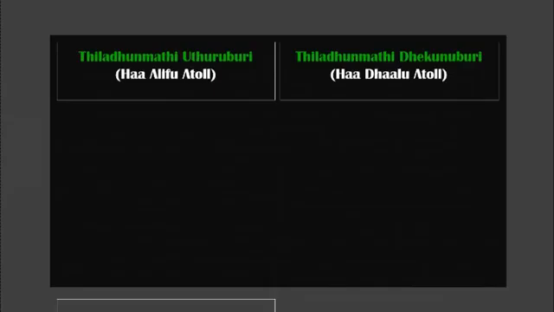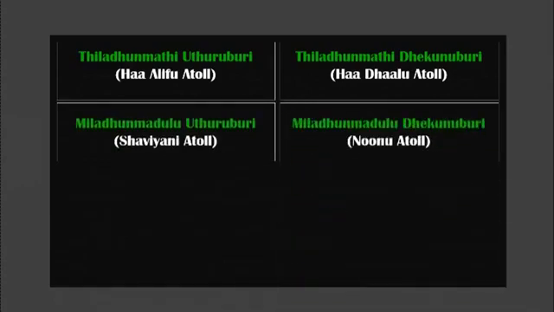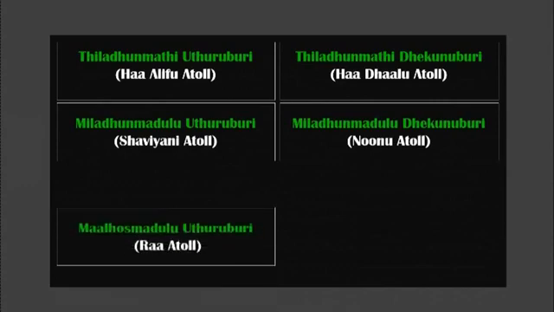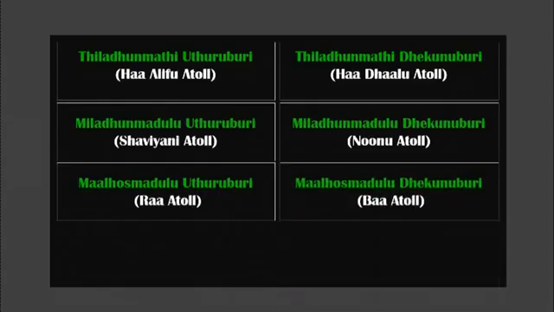And Miladunmadulu Uthuruburi is known as Shaviyani Atoll. And Miladunmadulu Dhekunuburi is known as Noonu Atoll. And the official name of Ra Atoll is Maalhosmadulu Uthuruburi. And the official name of Baa Atoll is Maalhosmadulu Dhekunuburi.